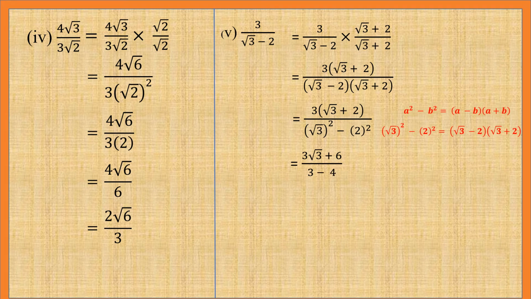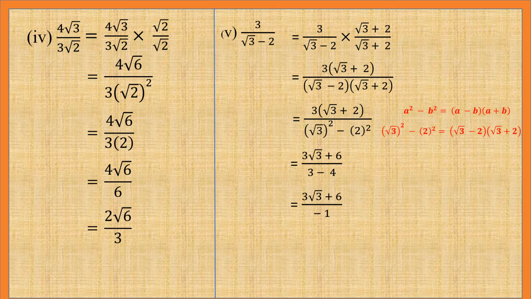Simplifying or expanding the top, we have 3 by root 3, then 3 by 2, which is 6. Then this square will cancel the square root, leaving 3. 2 squared is 4. So we have 3 minus 4 down there. So this will now give us 3 root 3 plus 6 over negative 1.